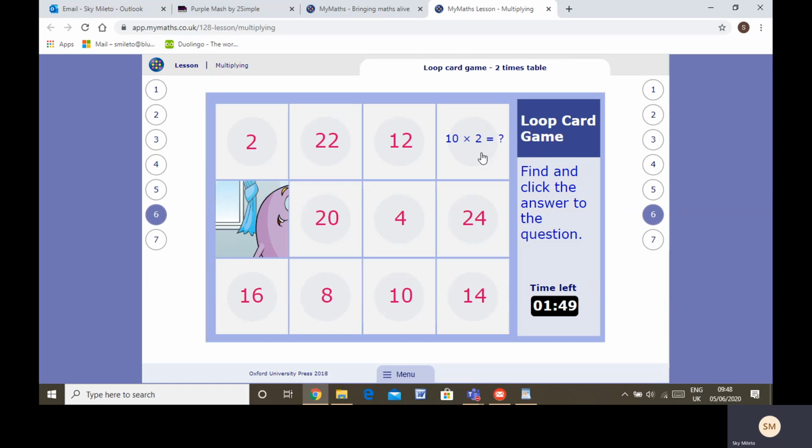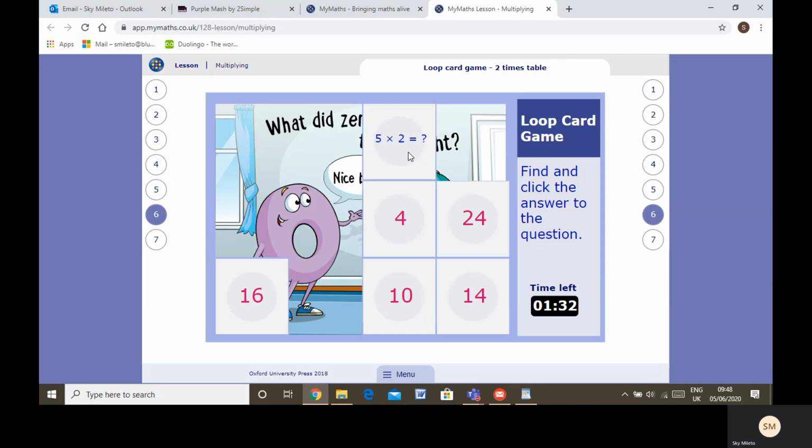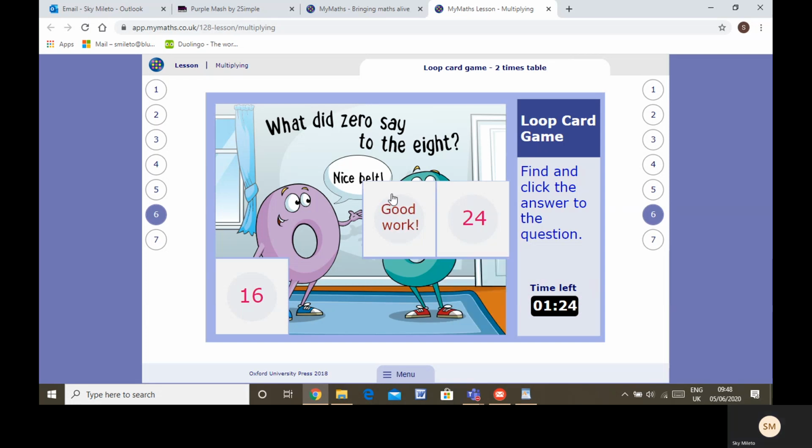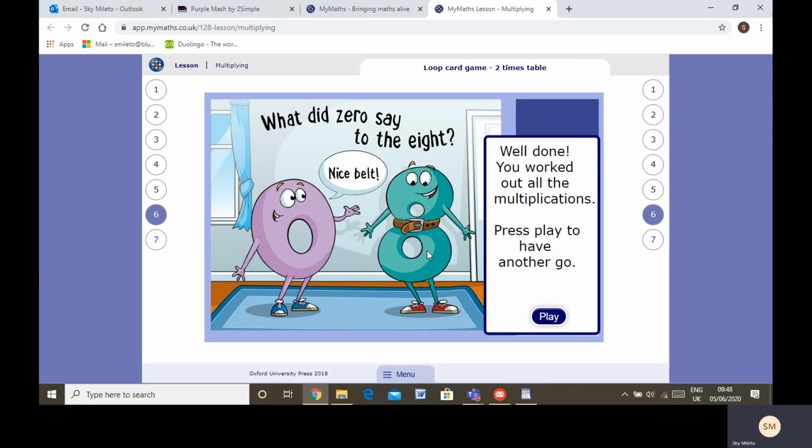And you've got a little bit of the picture there. 10 times 2 is 20, 1 times 2 is 2, 11 times 2 is 22, 4 times 2 is 8, 6 times 2 is 12, 5 times 2 is 10, 7 times 2 is 14, 2 times 2 is 4, 8 times 2 is 16, 12 times 2 is 24. What did 0 say to 8? Nice belt. It's being squished into an 8, okay?